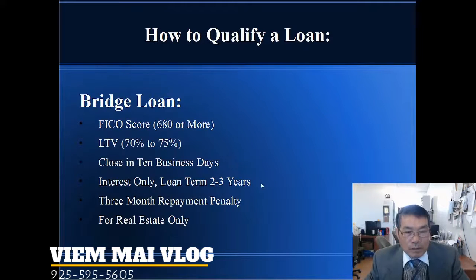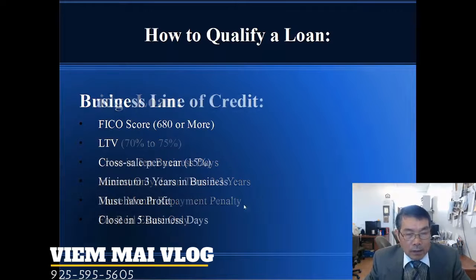This bridge loan is interest only. The term is 2 or 3 years, usually 2 years interest only. After that, you can refinance into a conventional loan. After 2 years, you can show a better income tax report, and then you can refinance.